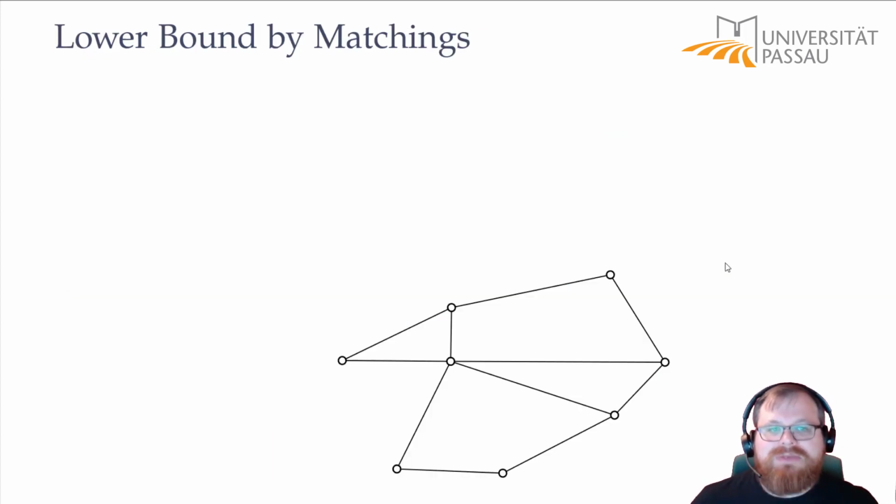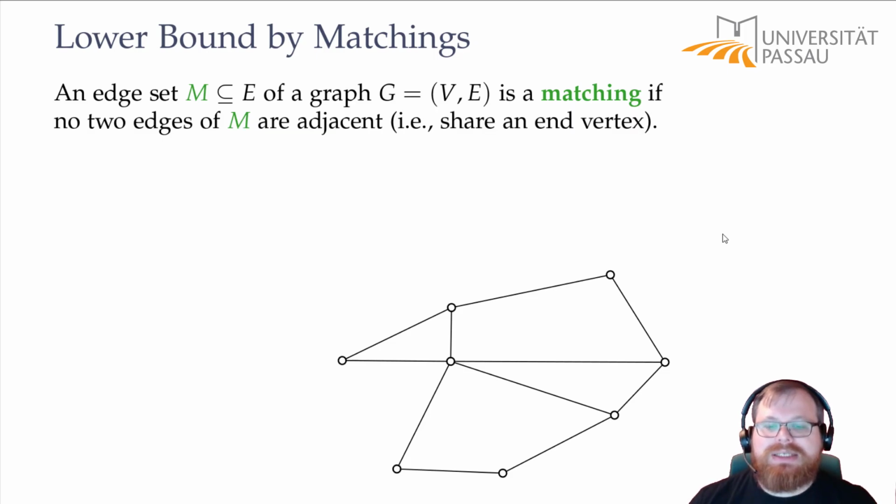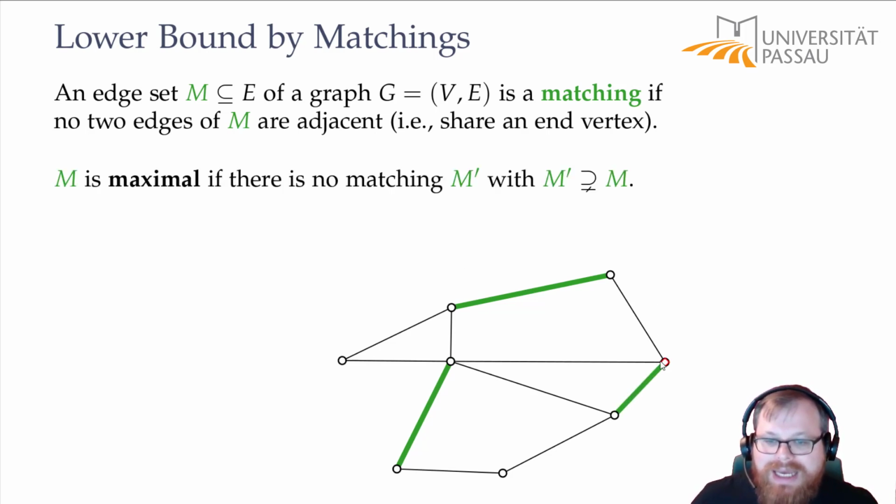The lower bound we get, we obtain from matchings. For those of you who don't know, if we have given a graph, then a matching is a subset of the edges such that no two edges are adjacent. So no two edges share an end vertex. Or alternatively, you pick at most one edge for every vertex. And a matching is maximal if you cannot add any other edge to it. Now, this is a maximal matching because every edge that's unpicked already contains one of the vertices that are in the matching.